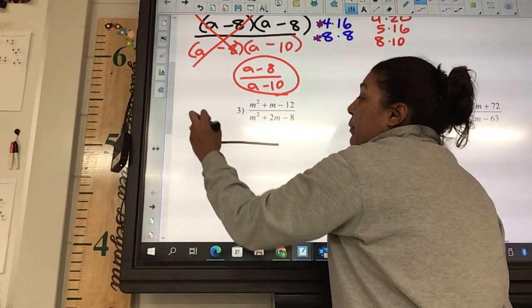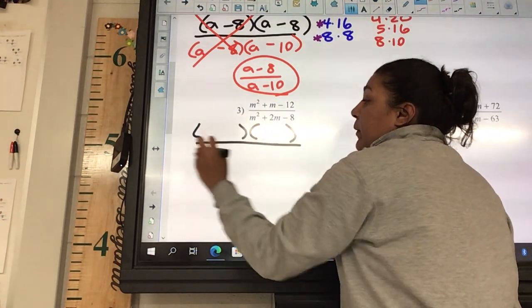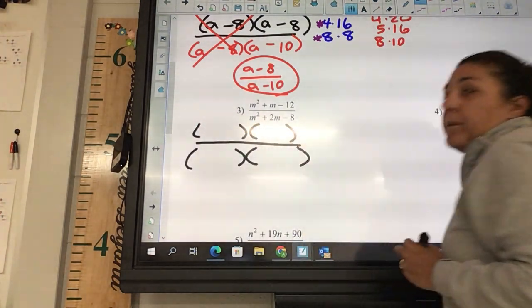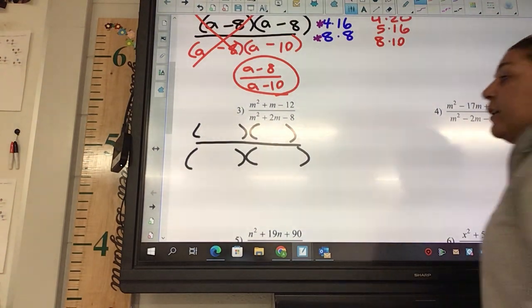Okay, so draw your parentheses. You're going to need some on the top, some on the bottom. We can fill in the M's.